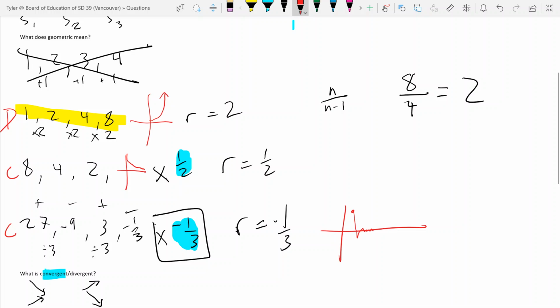And when I say fraction, I mean it's in between 1 and -1. So it's like 0 point something something or -0 point something something. Those ones are the convergent ones where it shrinks.